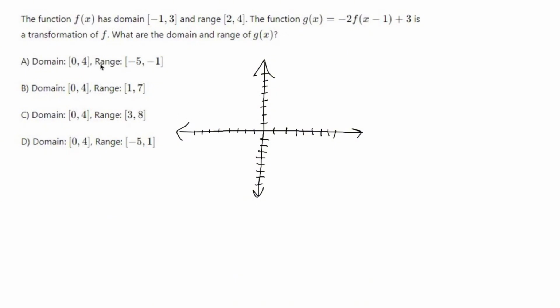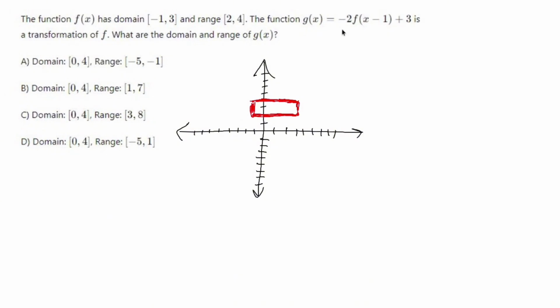F of x lives in between -1 and 3, so here, and between 2 and 4. So it's going to live between this, so -1 and 3 starting at 2, up to -1 and 3 to 4. So my graph is going to live here. Now what we're going to do is we're going to transform each point that we have in the corner here and see where that lands us. Okay, now let's see what we're supposed to do.